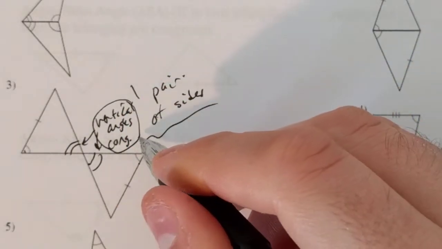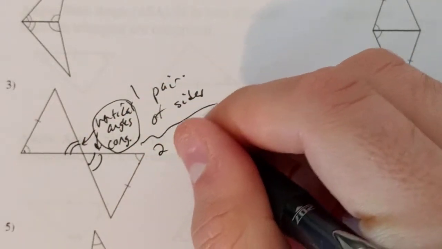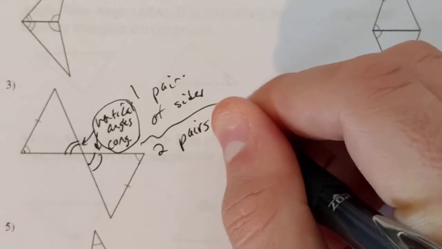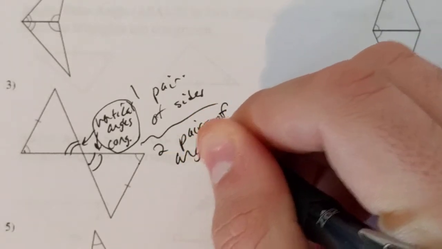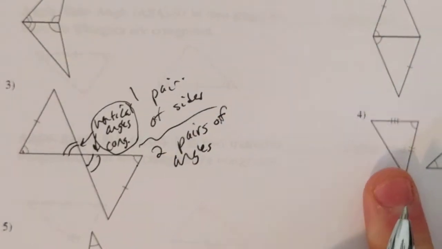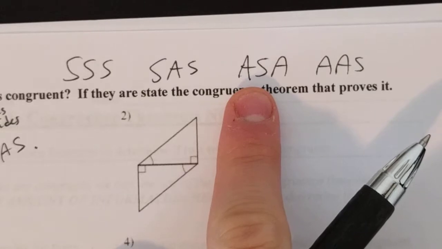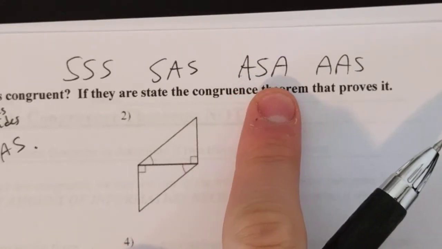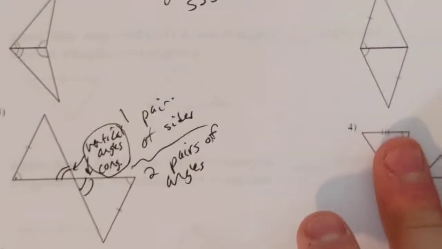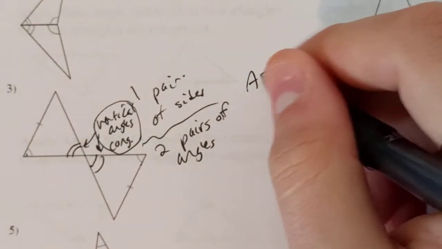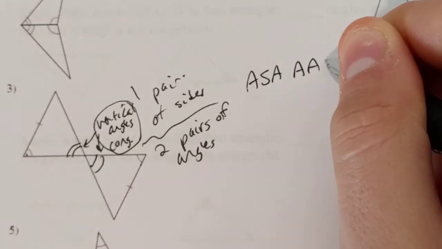Okay. So we have one pair of sides, two pairs of angles. So that's one S and two A's. And the only ones that have that, one S and two A's, is angle side angle or angle angle side. So we've got to choose which one we're going to use here.